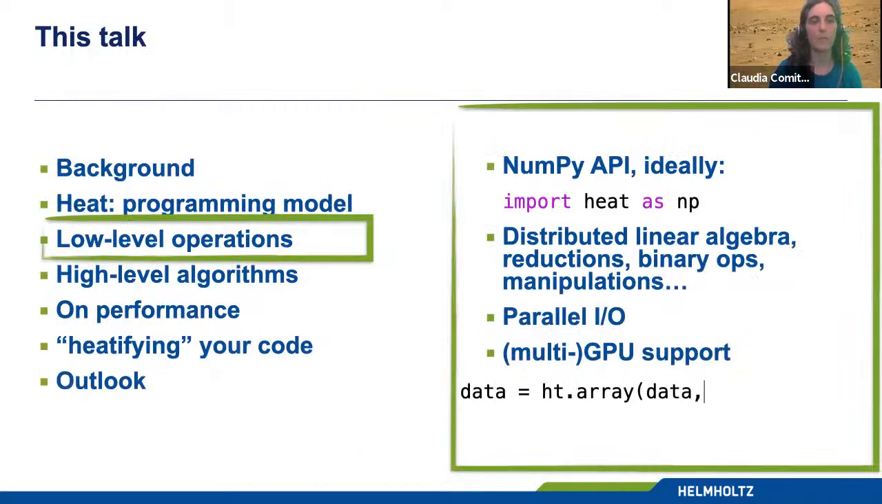Yes. So let me talk now about the low-level operations. That's one of the 2 legs I mentioned earlier. We follow pretty religiously the NumPy API. Our guiding light is that you should be able to import heat as NP, and your code should run apart from the memory errors, I suppose, if you have very large data. But within this low-level operations part of the library, we implement distributed linear algebra, distributed reduction operations, distributed binary operations, manipulations, statistics, right? Whatever you need for your, let's say, more basic calculations. We have parallel I/O and GPU support thanks to PyTorch. The only thing you need to have your calculations run on the GPU is to set the device attribute when you declare your data.